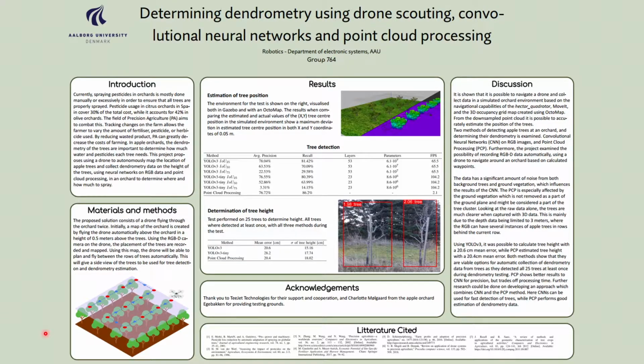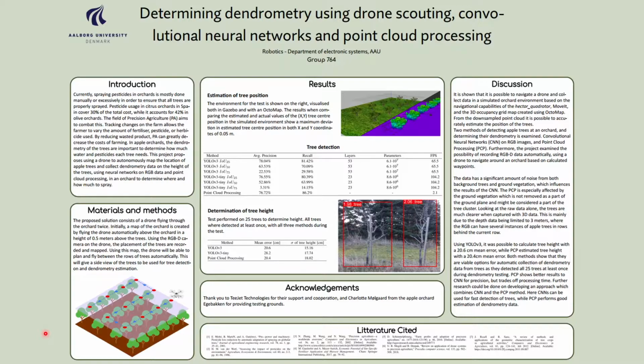Using the map generated in this step, the drone could now be flown between the rows of trees. This allowed us to record data from the side view of the trees, which could then be used to calculate their dendrometry. However, having the drone simply speeding by the trees wouldn't give any usable images. So instead, an algorithm was developed with the purpose of creating waypoints next to all the trees, such that the drone could hover in place and get more usable images.